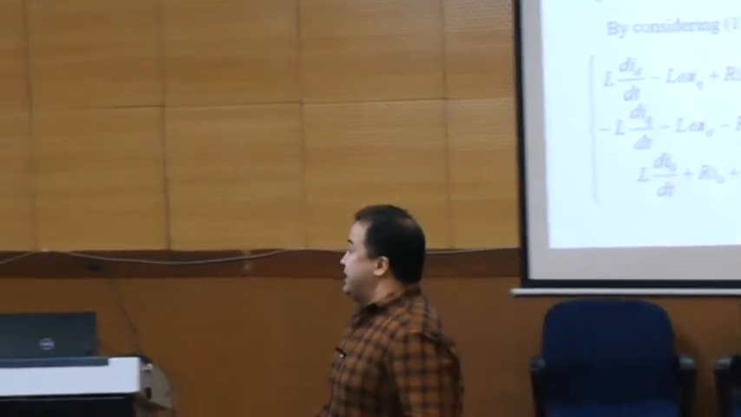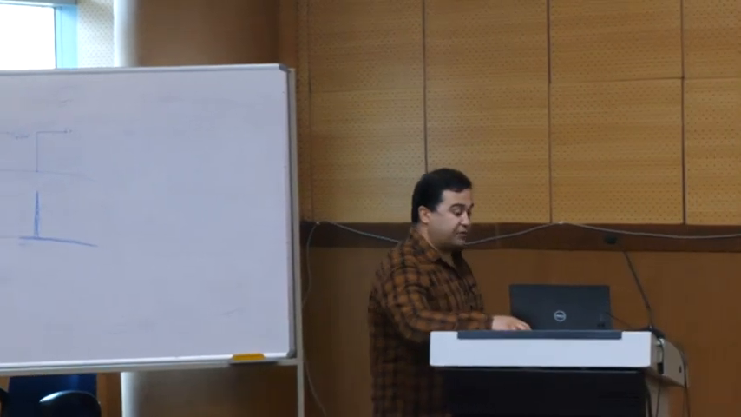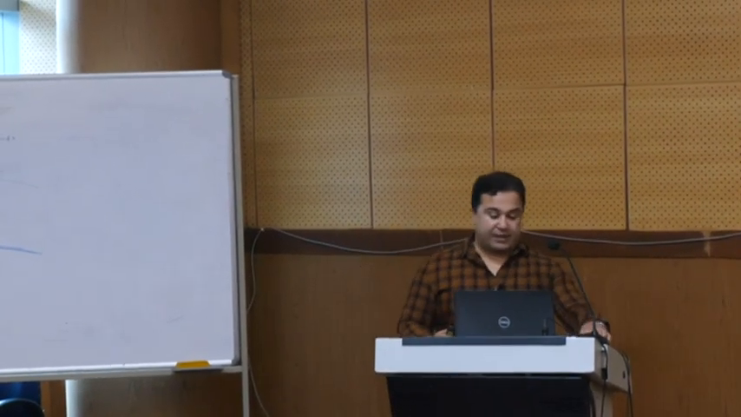So this is why we need to somehow remove this part from the control loop. And then later we see that it can easily be removed. So up to here is clear?